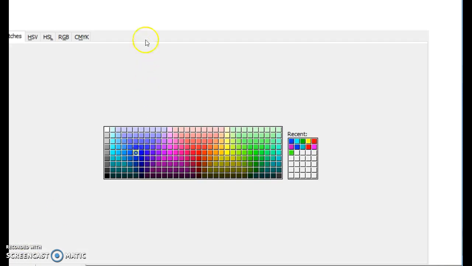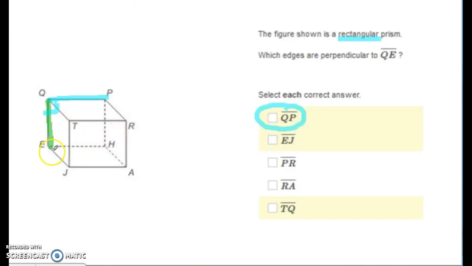All right, then the next one, EJ. Now this one doesn't really look like a box. If you drew the box here, you might be like, that doesn't really look like it makes a 90-degree angle. But again, this is a rectangular prism. This is a 3D rectangle. So the side is going to be perpendicular to the base of the box.